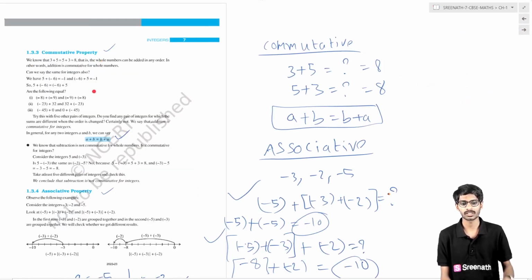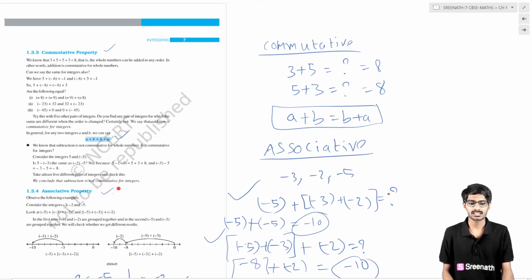Next, commutative property. If you interchange the numbers and you get the same answer, then we say that it obeys commutativity. 3 plus 5, here are two integers; when we interchange those also, we will get the same answer. So a plus b equal to b plus a. So commutative is satisfied.